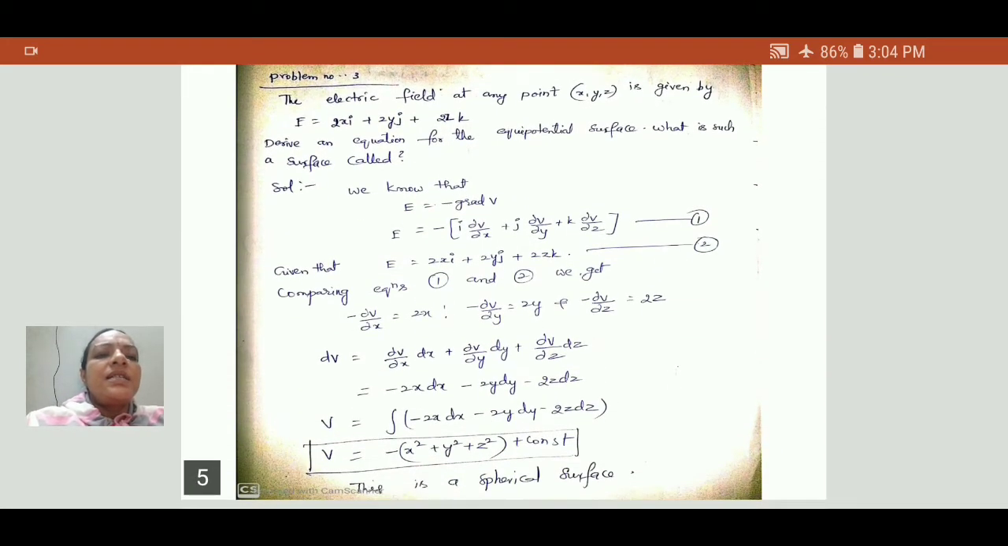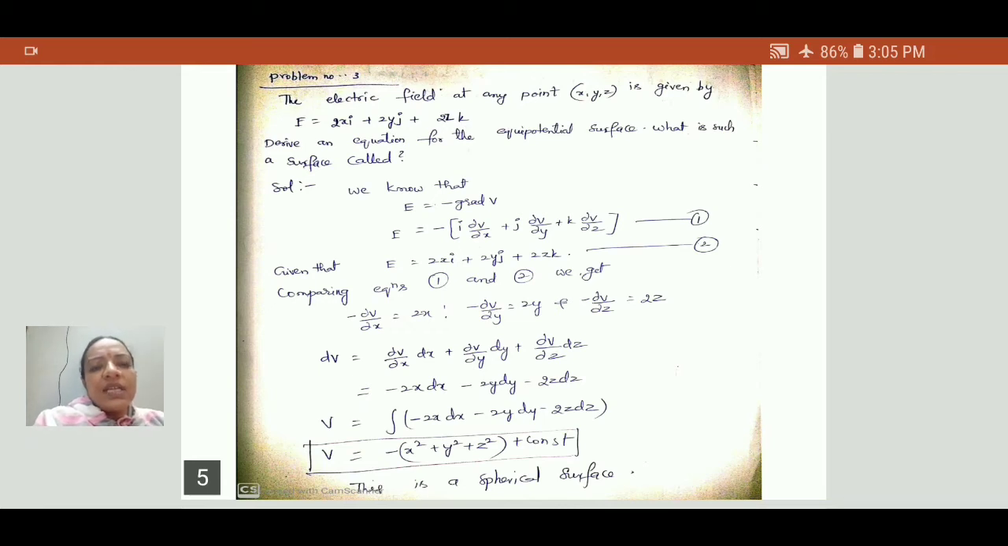Let us see another problem. In this problem, what is it asking? See here, the electric field at any point x, y, z is given by E is equal to 2x i plus 2y j plus 2z k. It asks to derive an equation for the equipotential surface. What is such a surface called?